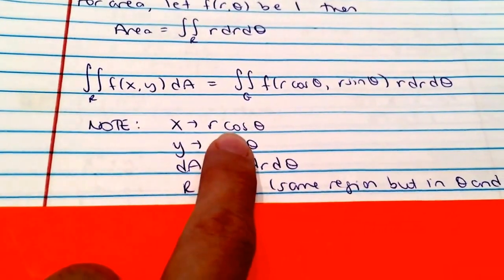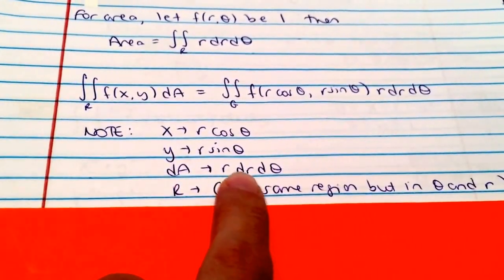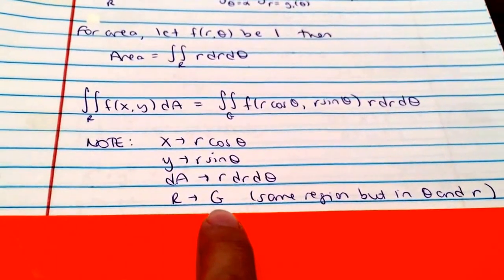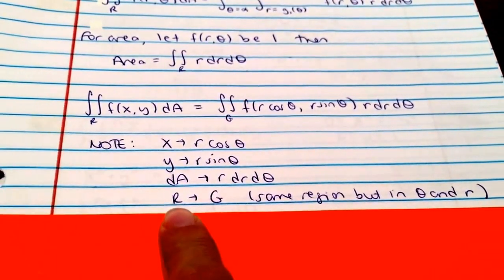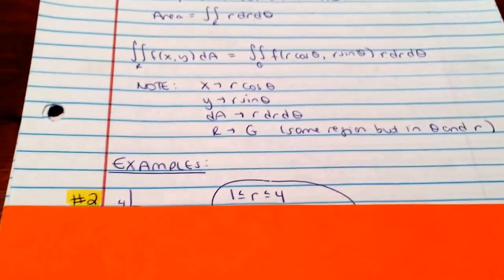X in Cartesian is the same thing as r cosine theta in polar. Y is r sine theta. dA becomes r dr d theta. R and g are the same region, but this one's described in terms of x and y. This one's described in terms of r's and thetas. All right, let's get to some examples.